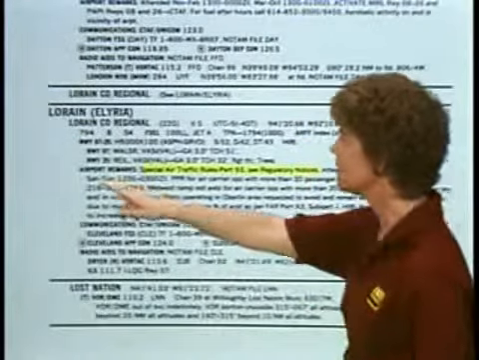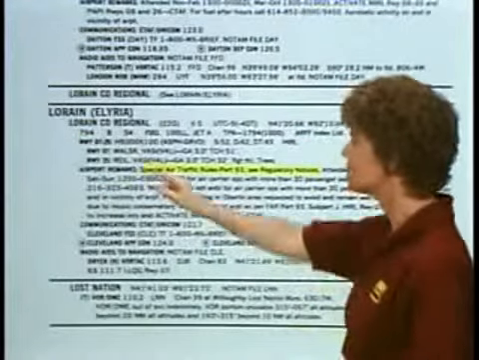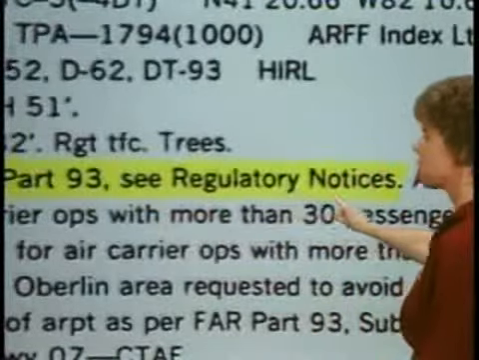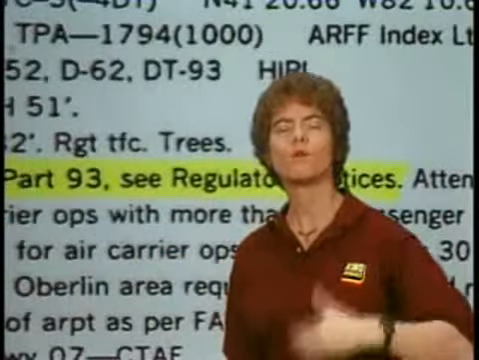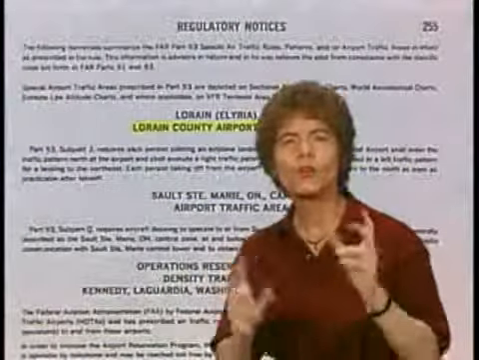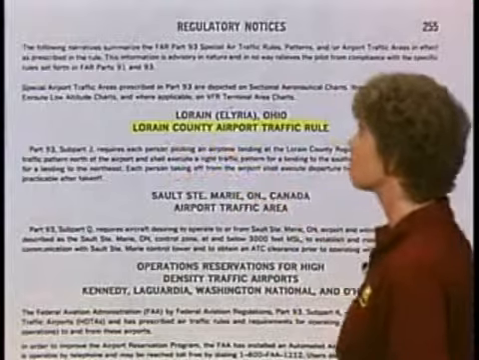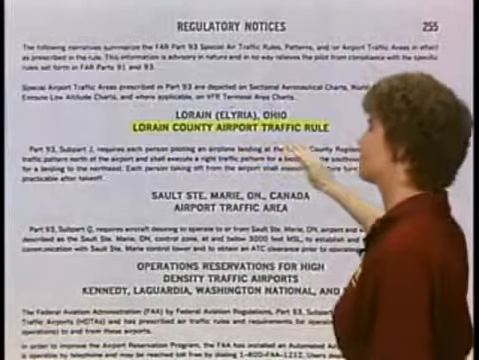So you take a look at the Airport Facility Directory for Lorain County, Ohio, and in the airport remarks, it says Special Air Traffic Rules Part 93. Well, we knew that. And then it says, see regulatory notices. They aren't going to tell us here what the deal is. What we have to do is go to the back of the airport facility directory and take a look at those regulatory notices. And when you take a look at the regulatory notices, you find that Lorain County Airport has a special airport traffic rule.